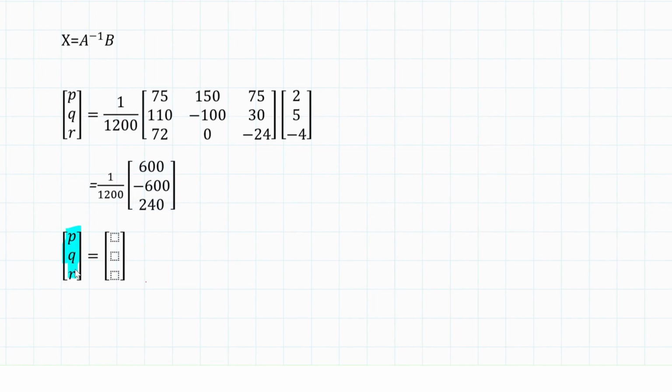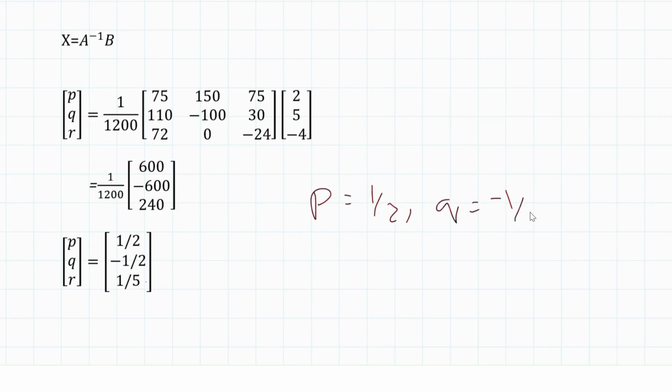Now, finally, to get the value of PQR, you'll be multiplying each element of this matrix with 1 over 1200. So 1 over 1200 multiplied by 600 is going to be half. And similarly, this would give you negative half. And this will be 1 over 5. So now we can say from here that P is half, Q is negative half, and R comes out to be 1 over 5.